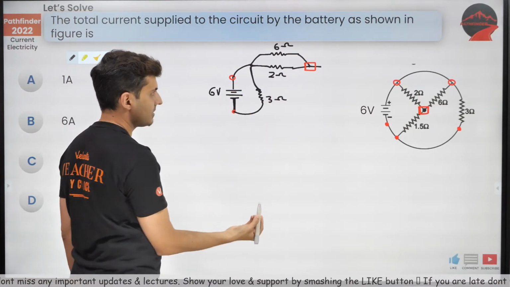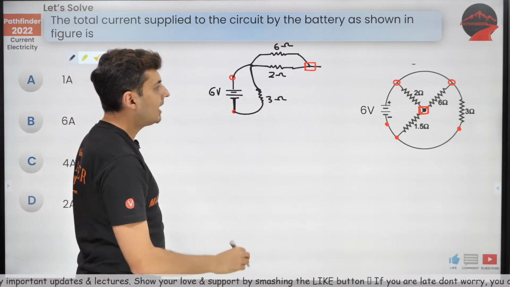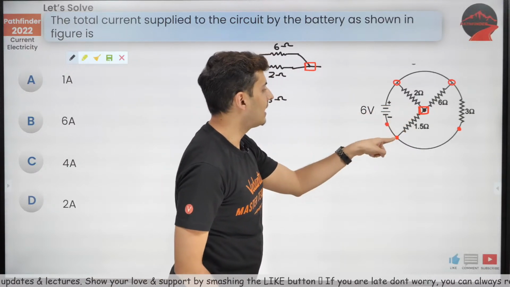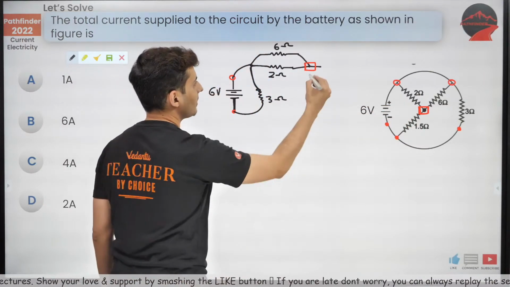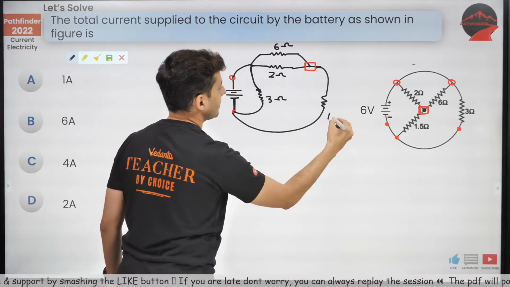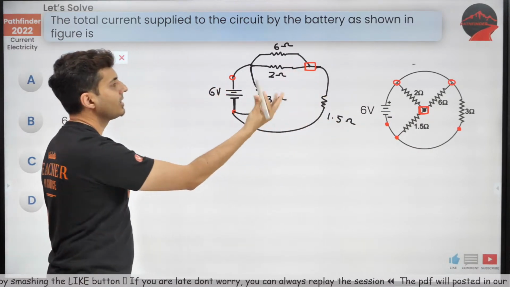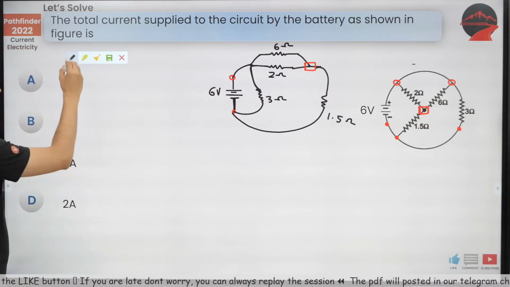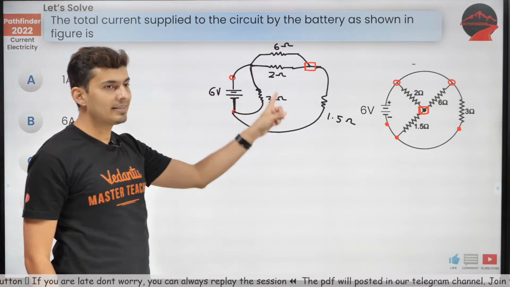So this is a 3 ohm resistor. Make sense? Lastly, between this box and this dot, there is one more resistor. What is that resistor? That is the 1.5 ohm resistor. That's it. Now this becomes such an easy circuit to solve, isn't it? Isn't this now an easy circuit to solve?